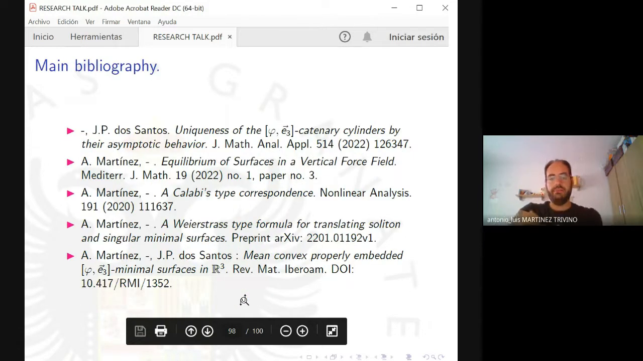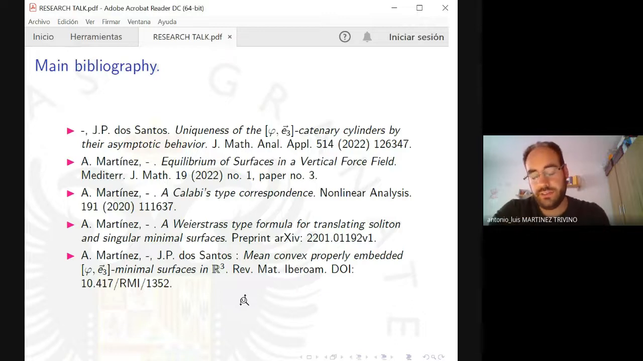The main bibliography of these results is the following. It is joint work with João dos Santos from University of Brasilia and Antonio Martinez Lopez, my advisor, from University of Granada.